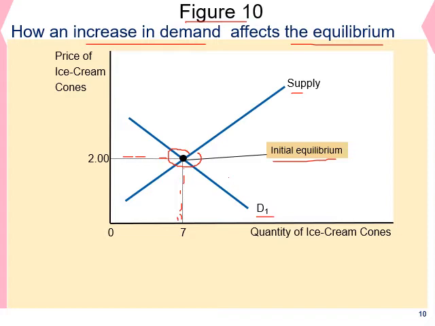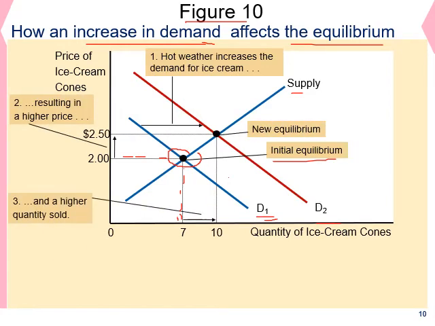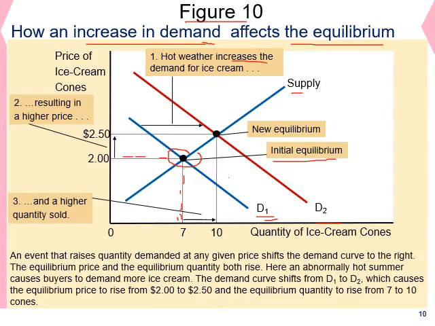Due to the hot weather, there is an increase in the demand, and demand will increase from D1 to D2. So hot weather increases the demand for ice cream from D1 to D2, and demand will shift to the right, and this will lead to a new equilibrium at this point.